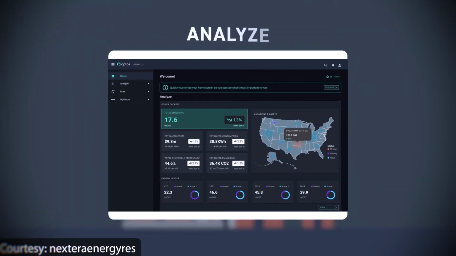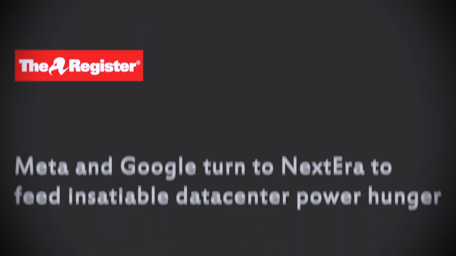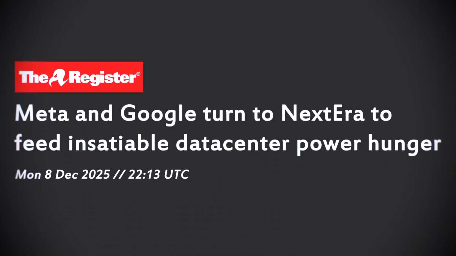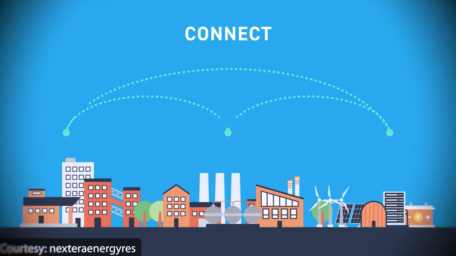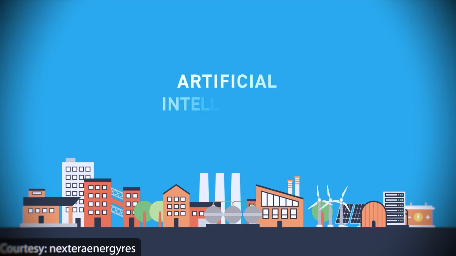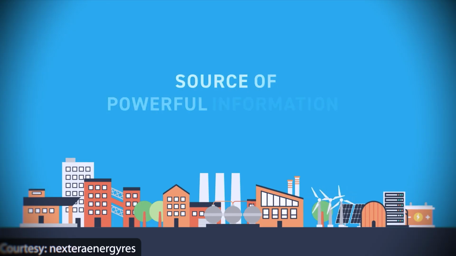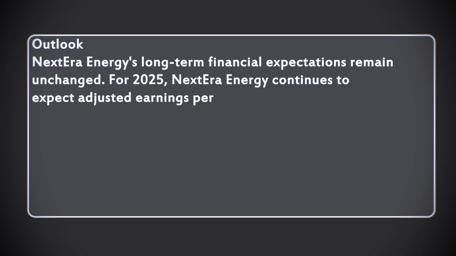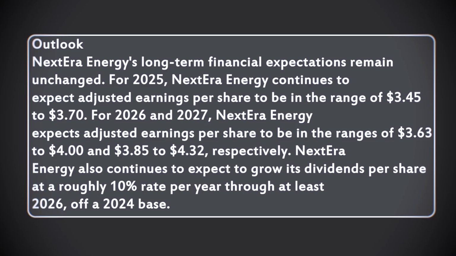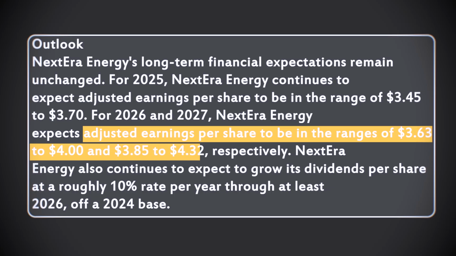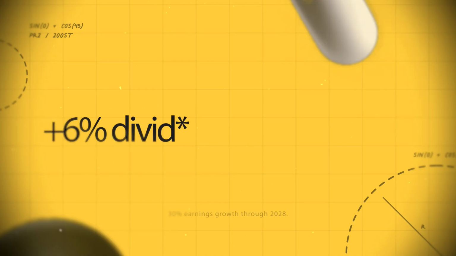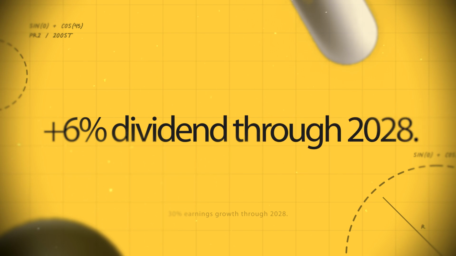Crucially, NextEra is already monetizing the AI boom. The company has secured multi-gigawatt power purchase agreements with hyperscalers including Google and Meta, locking in long-term demand tied directly to data center expansion. These contracts provide earnings visibility that few utilities can match. Management recently raised its 2025 and 2026 earnings guidance, and now targets at least 8% annual EPS growth through 2035, alongside a 6% dividend growth rate through 2028. That combination of growth and income is rare in the utility sector.